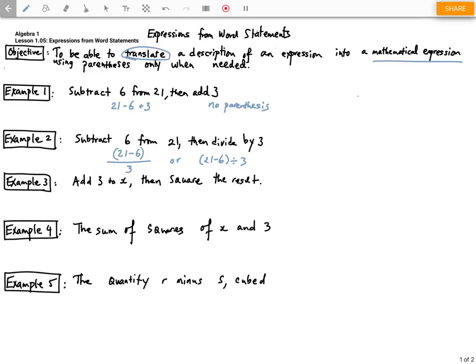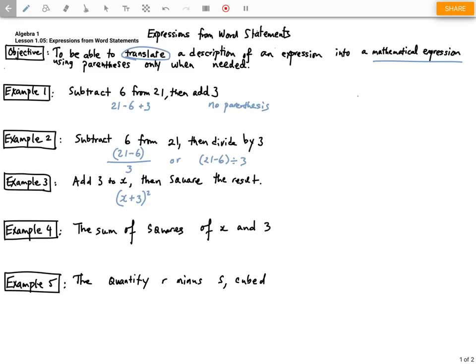Let's try example number 3. Add 3 to x, then square the result. Okay, so let's add 3 to x. So x, and then you're adding 3. And then let's square the result. So it's parentheses x plus 3 close parentheses squared.